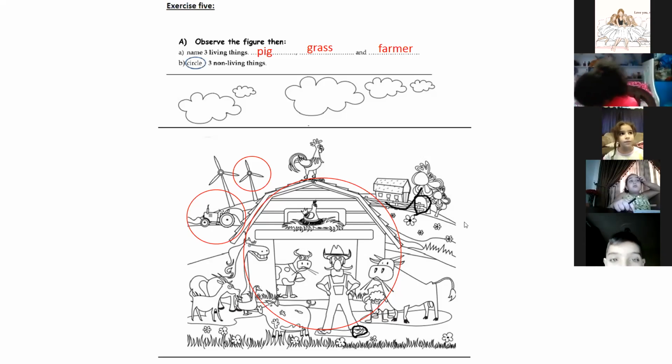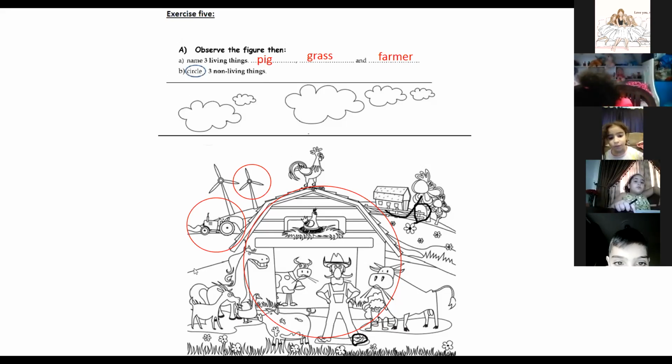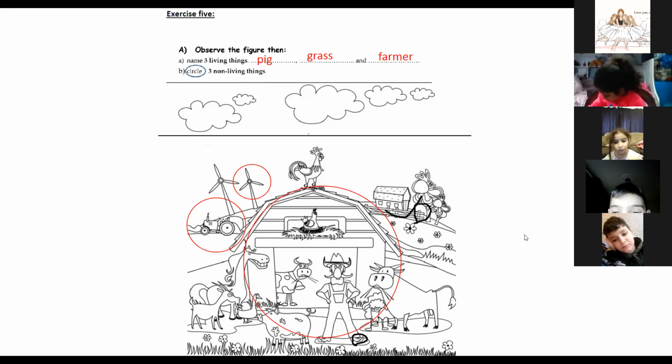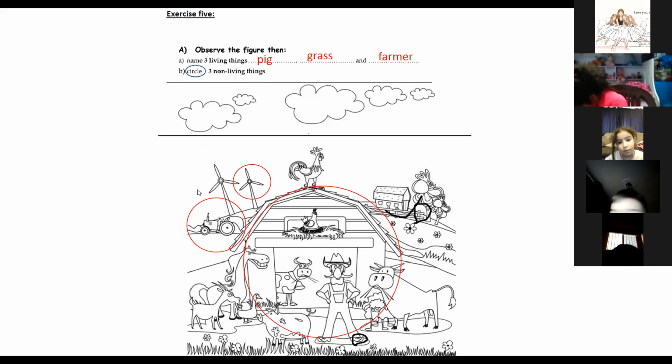Lean Sufan, what did you write for the living things? What are the three living things that you wrote about? Cow, sheep, pig. So she wrote three animals because animals are living things. Thank you, Lean. Raneem, what did you write? And then I'm going to choose Iba. I wrote a chicken and a pig and the farmer. Okay. Iba, what did you write?